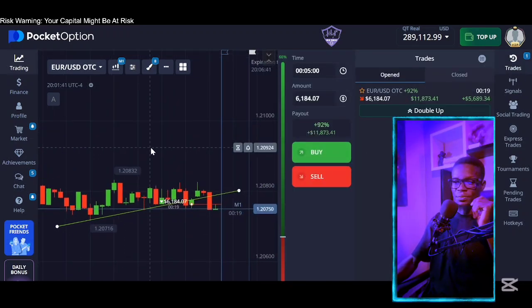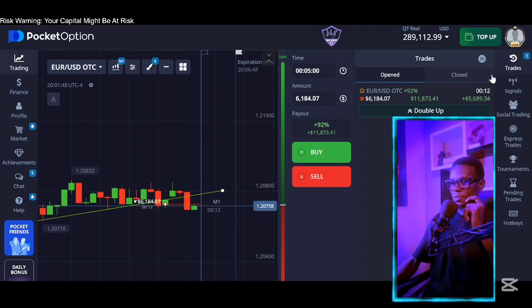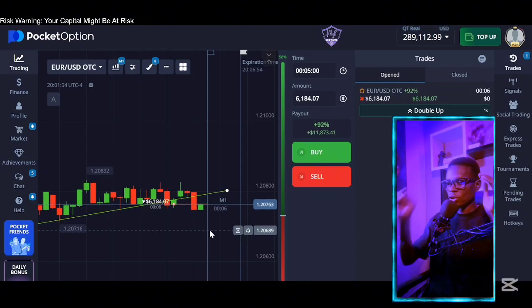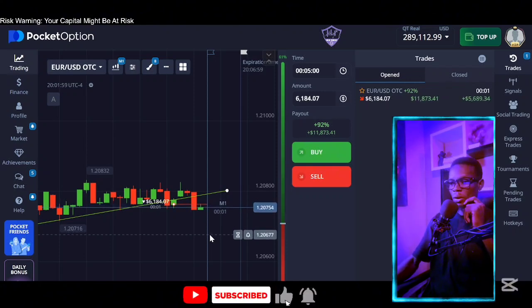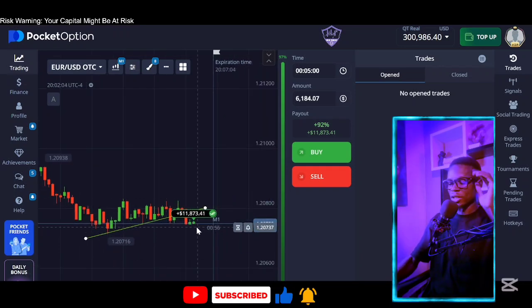All right, so we have less than 20 seconds for this trade to finish, and hopefully we win this trade. And of course, we will explain everything about this live operation. We have 4, 3, 2, 1, and there you go, guys. We have just won this very beautiful trade.